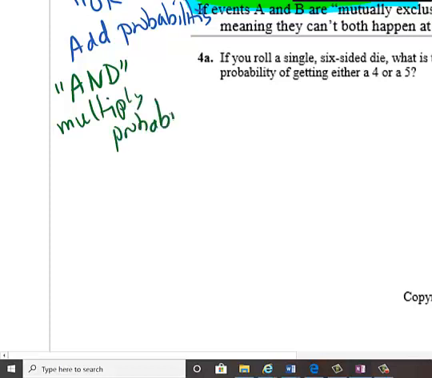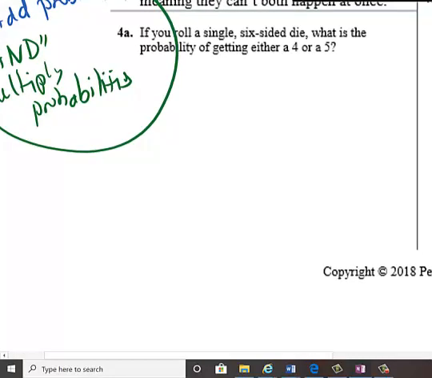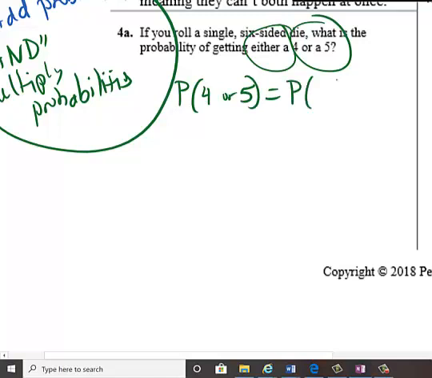So if we remember that, I think we'll be good for the rest of this section. All right. So let's see, in this part 4a, it says, if you roll a single 6-sided die, what is the probability of either getting a 4 or a 5? So I can write it, if I wanted to, as probability of getting a 4 or a 5. That's going to be the 2 separate probabilities added together, getting a 4 or getting a 5.